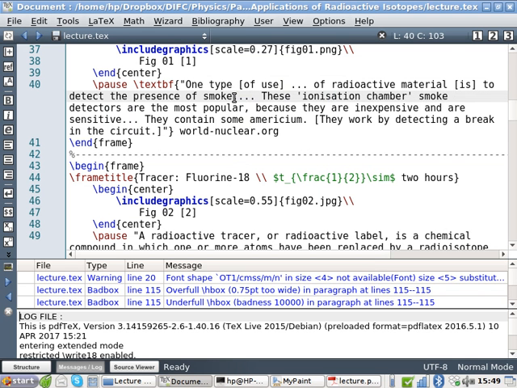These ionization chamber smoke detectors are the most popular because they are inexpensive and are sensitive. They contain americium. They work by detecting a break in the circuit. We don't have to write the word "you get" or something. No reference required in the exam.